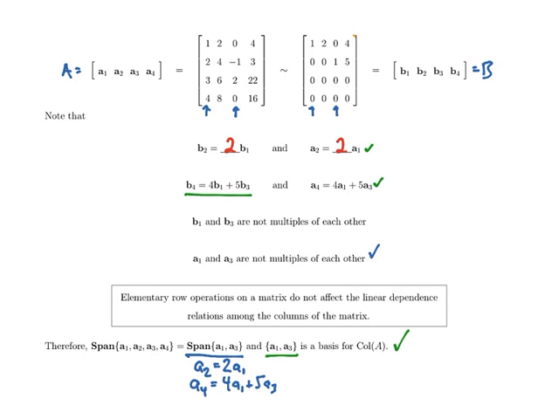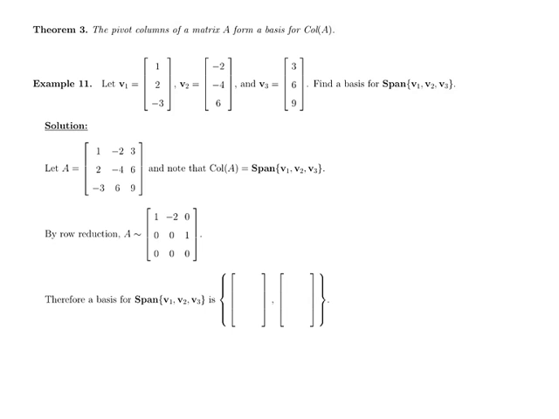And note that A1 and A3 were the pivot columns of the matrix A. And that's how we're going to decide the basis for the column space quickly, is that we're just going to look at what are the pivot columns of A. So again, that's that theorem right there. The pivot columns of a matrix A form a basis for the column space.